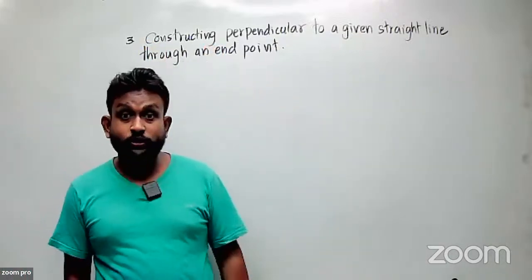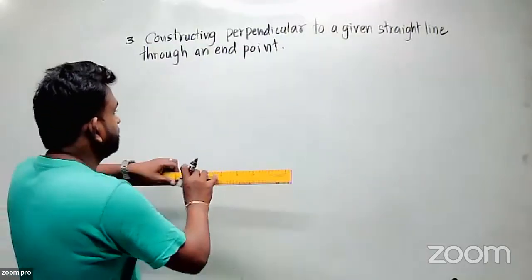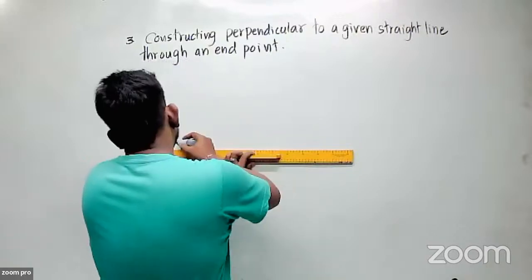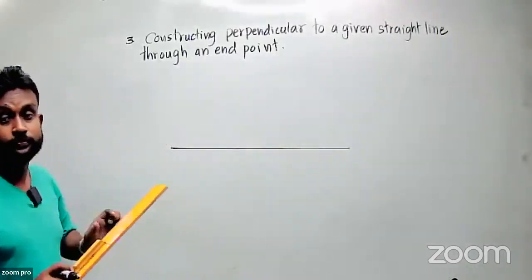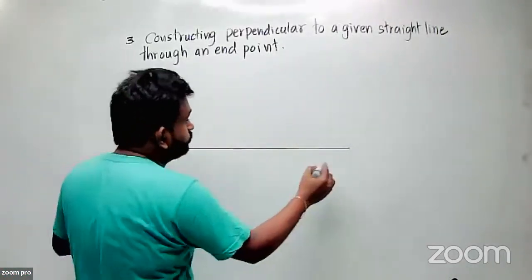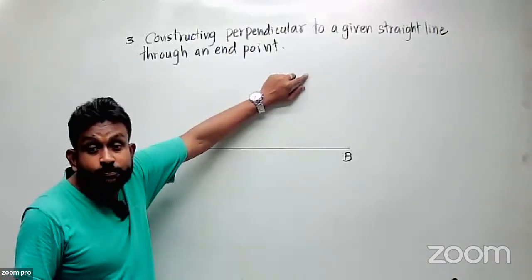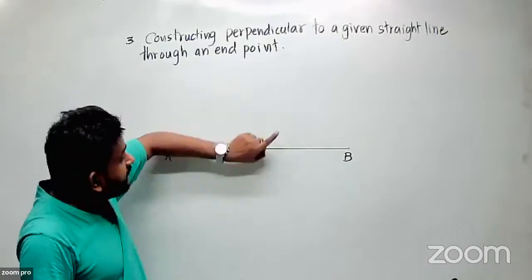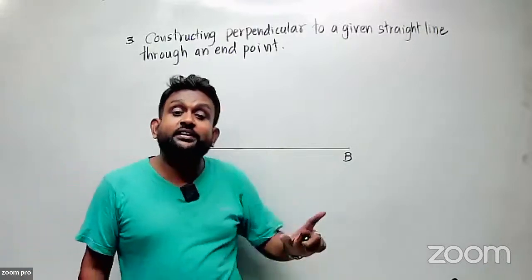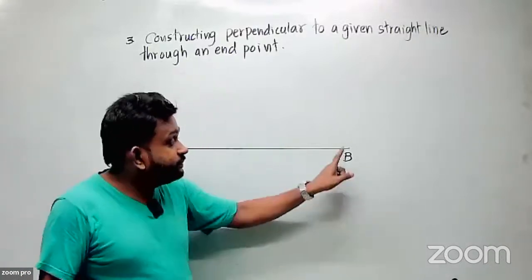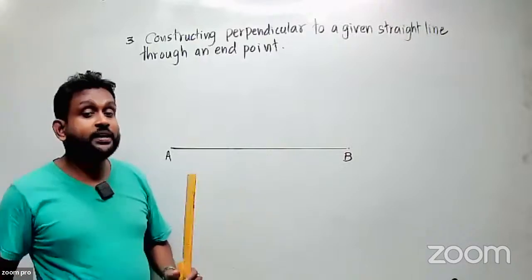Through an end point. But this end point is on the line, right? So if I draw a straight line here, see, that is the straight line, AB. I need to draw. So see how we drew it. The first one, an external point to the line. The second one, a point on the line. But now a point on the line, but that is at the end. Either at B or A, we have to draw a perpendicular.